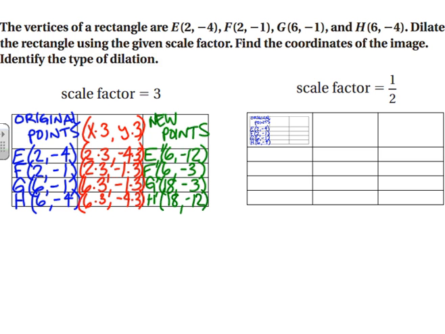Now, typically we would probably plot these on a graph and make sure our answer is reasonable. This question just said find the coordinates of the new image and then identify the type of dilation. So we have all of our new points in the grid, and because we have a scale factor of 3 and 3 is bigger than 1, we know this would be an enlargement.